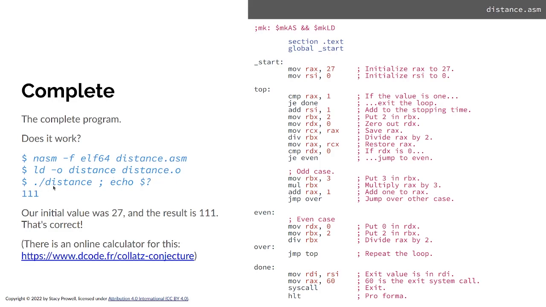Then we can run it. We run ./distance, and we do a semicolon echo $? So we can see the return value, which turns out to be 111.